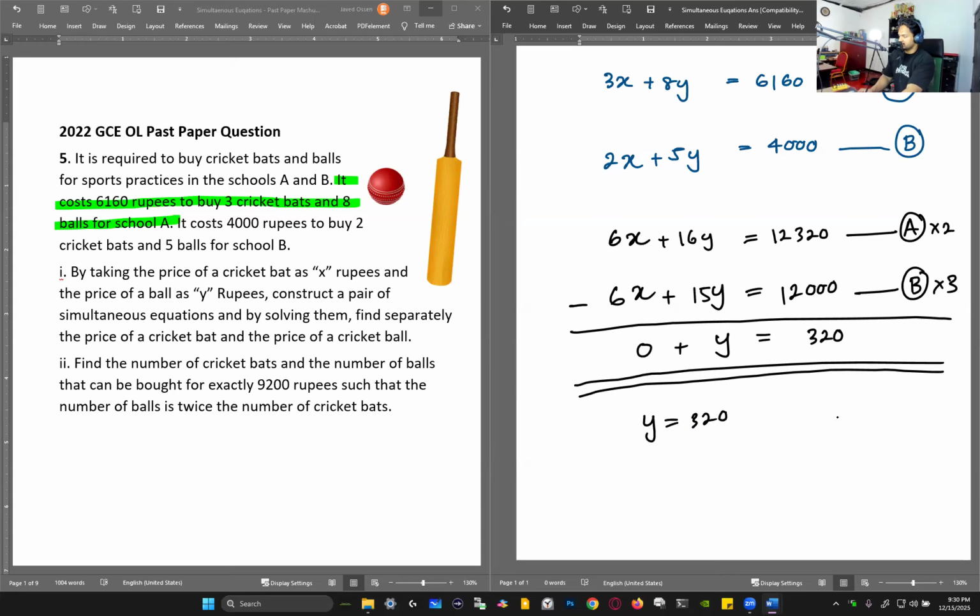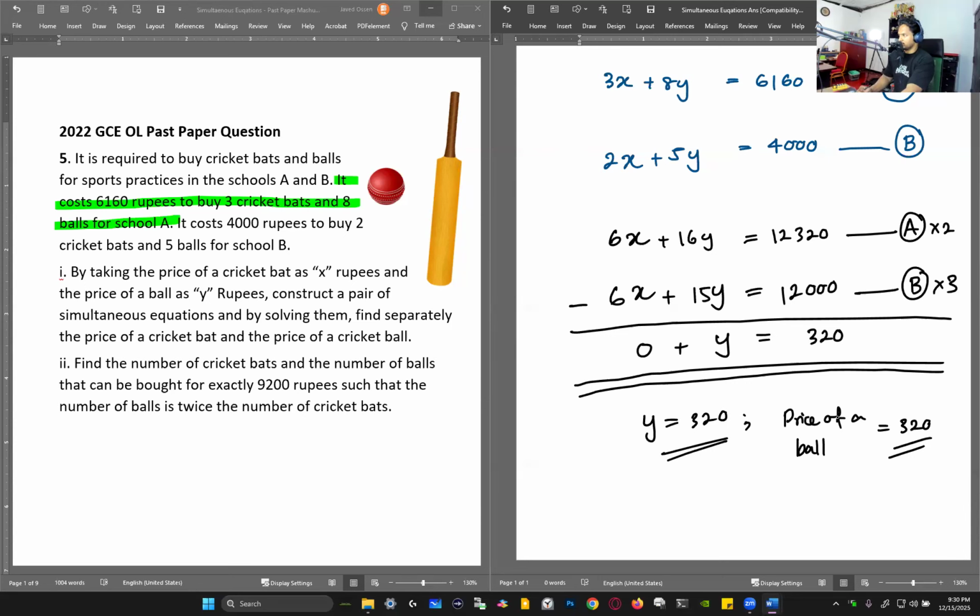Can you believe that? Y equals 320. We found that the price of a ball is equal to 320. Miss Fatima, the price of the ball. Absolutely. It must be a tennis ball. Price of a ball equals 320. I love it. So beautiful.